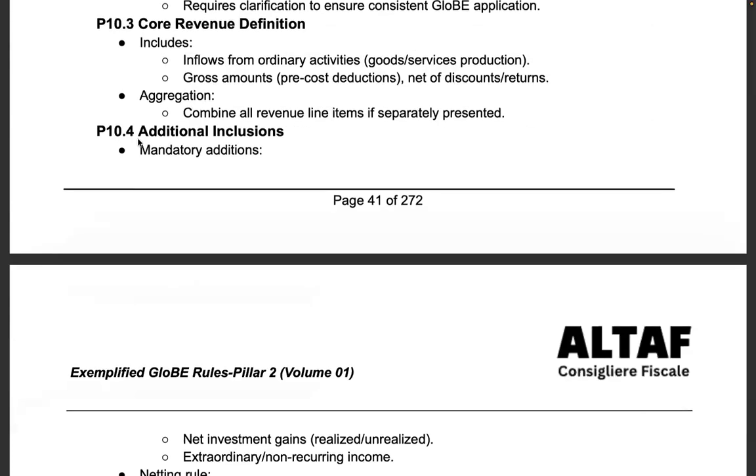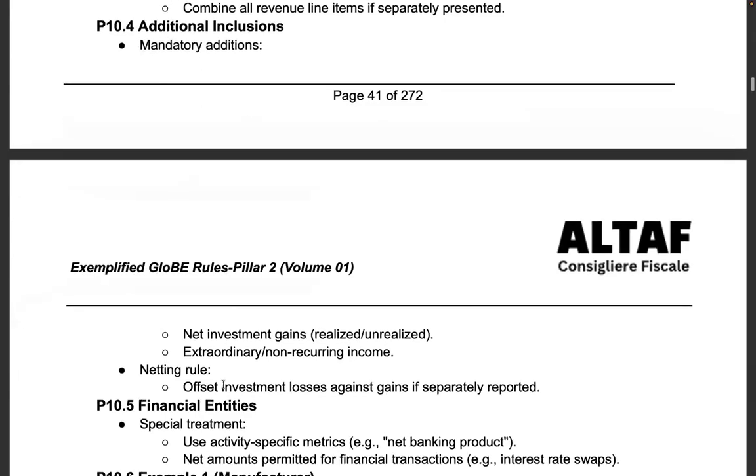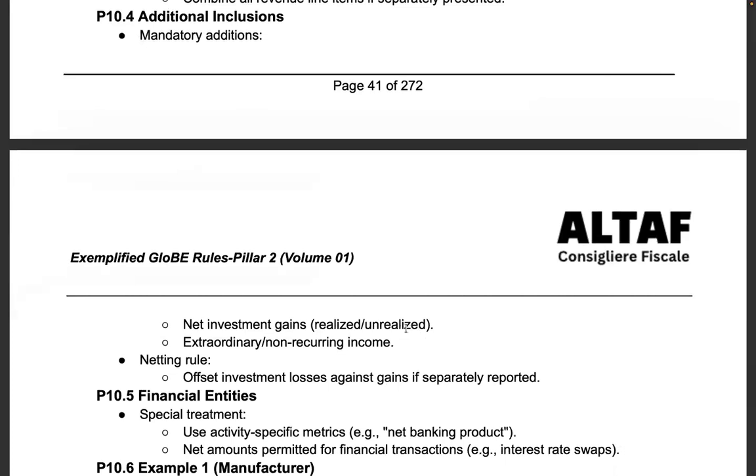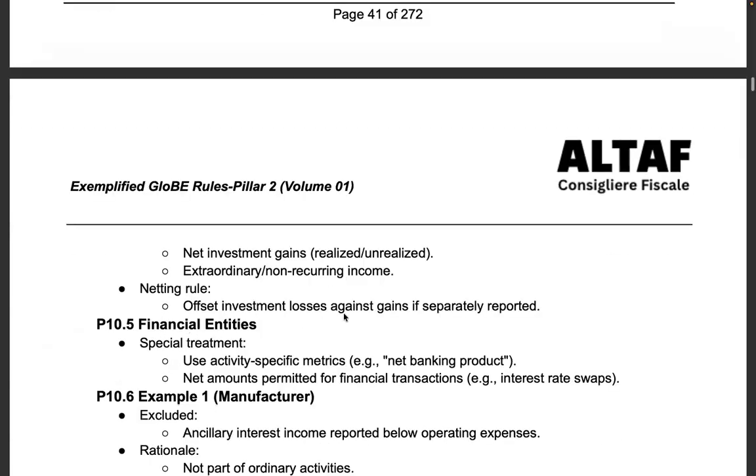Now, paragraph 10.4, which addresses additional inclusions, mandatory additions: net investment gains, whether realized or unrealized, even the extraordinary and non-recurring items. These will also be considered as part of revenue. Netting rule: offset investment losses against gains if separately reported. So it is allowed to offset investment losses against the gain if they are separately reported.